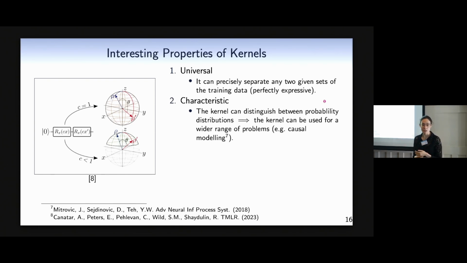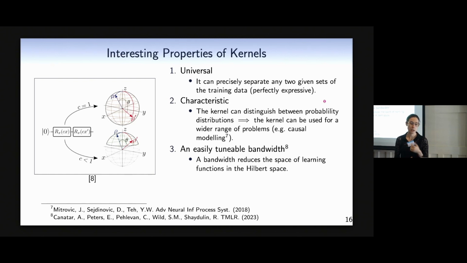Another property is characteristic. If it's universal, it's guaranteed to be characteristic, but the inverse is not always true. So a characteristic kernel can be used to distinguish between probability distributions, and that's a requirement if you want to use it in causal modeling. You can embed all moments of your probability distribution in your kernel.